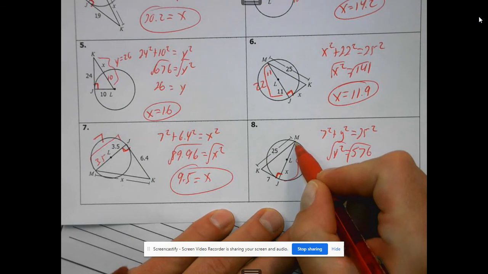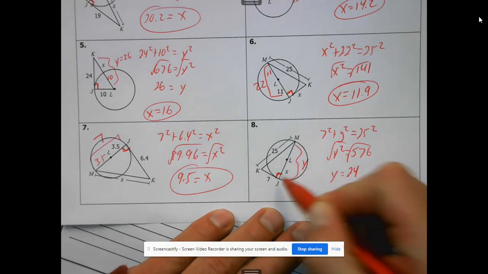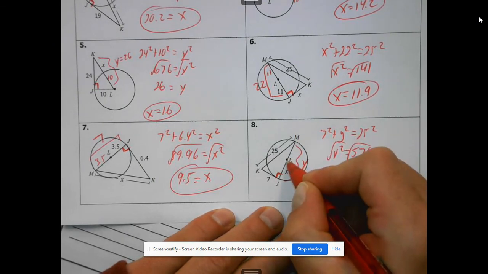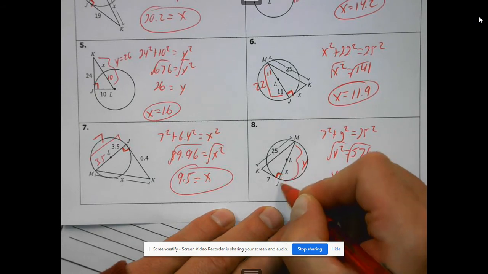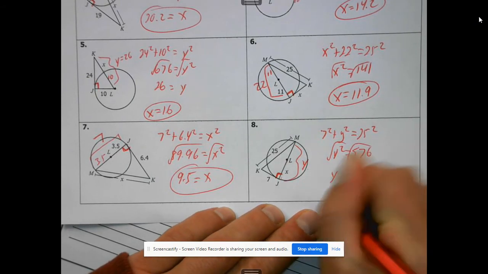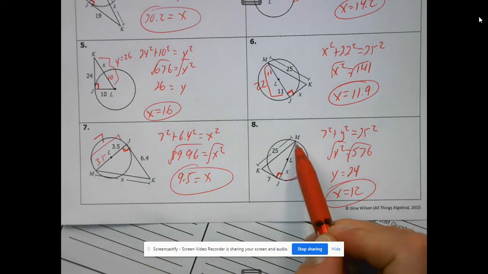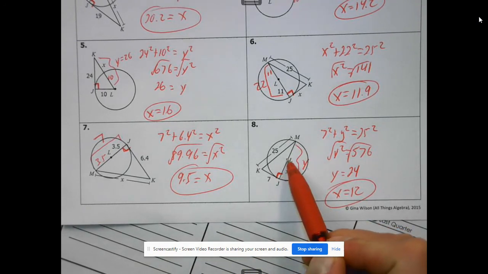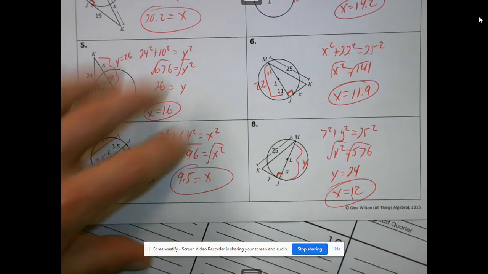Okay, now check this out. So this whole diameter is 24, right? If I cut that diameter in half to get this extra here, that would have to be 12. The whole diameter was 24, cut it in half to get the 12. Next page.